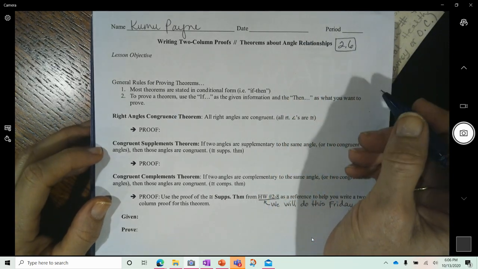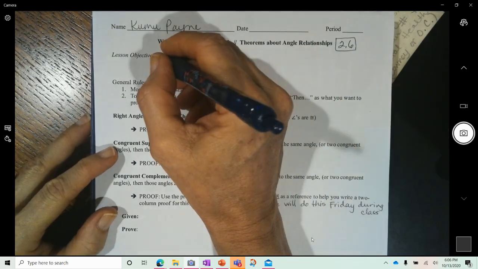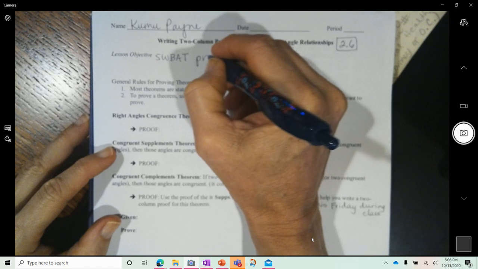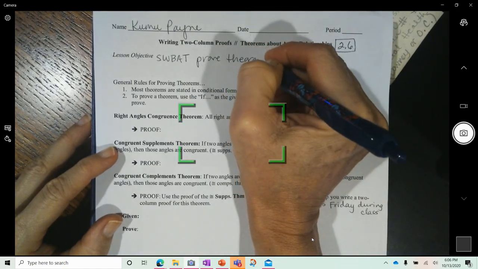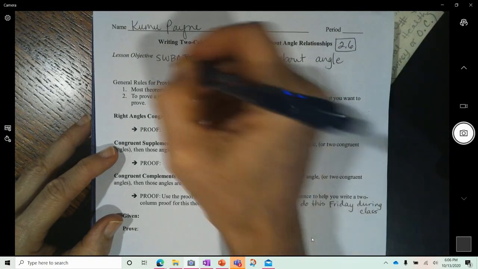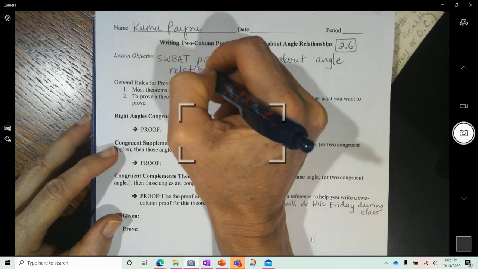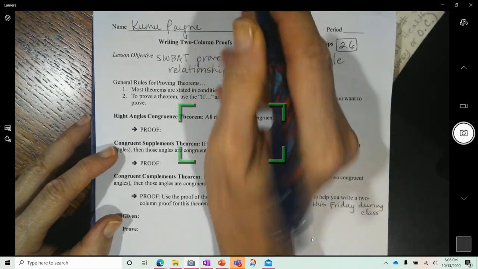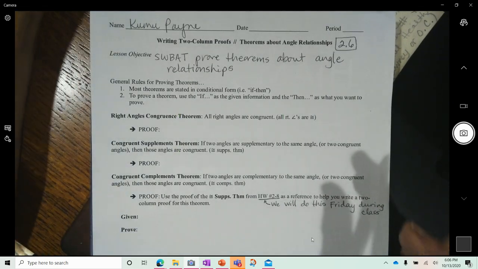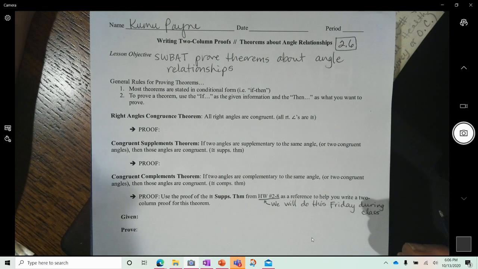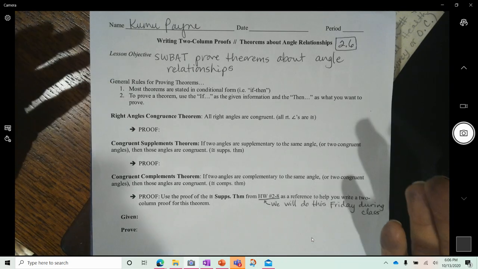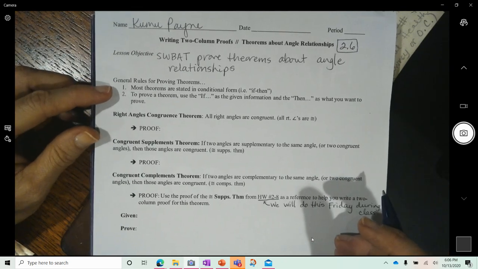Today is October 14th. Our objective is that students will be able to prove theorems about angle relationships. So this is a pretty hefty section in that we have a bunch of theorems. We are not going to prove every single one, but I'll tell you where to find the proof if you want. Otherwise, after today, you'll be able to use all these theorems in subsequent proofs. So here are some general rules.